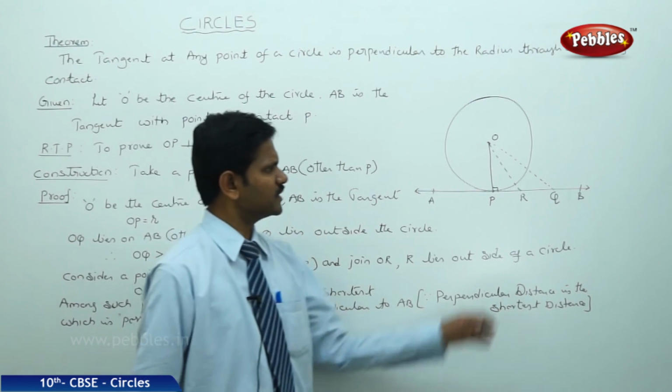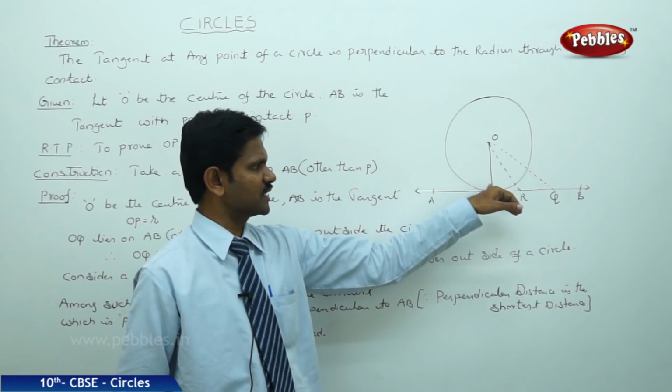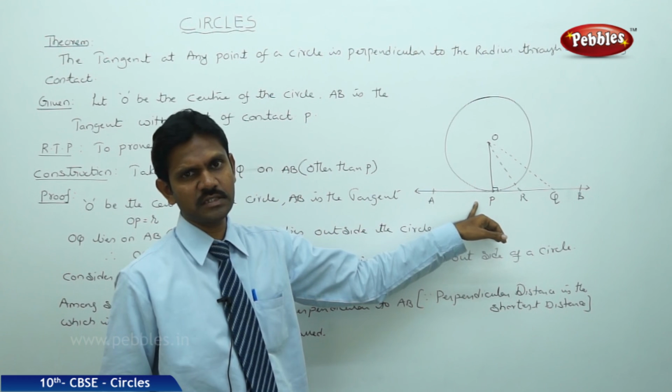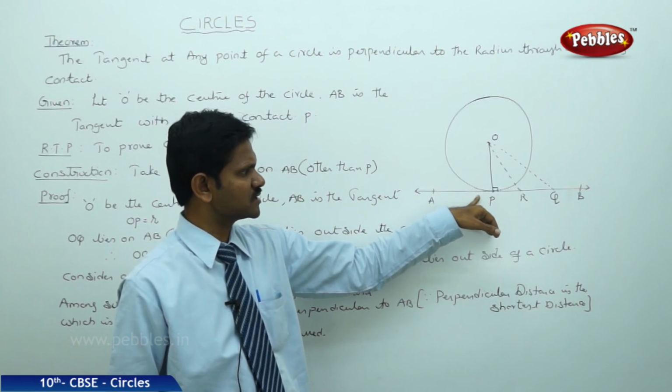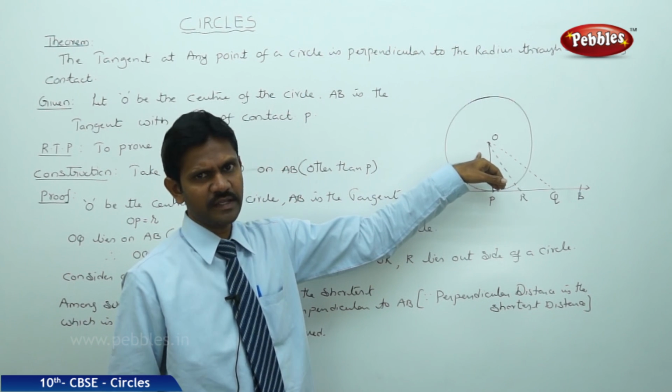Therefore, what we learned is that the radius is always perpendicular to the tangent, and vice versa, the tangent is perpendicular to the radius.